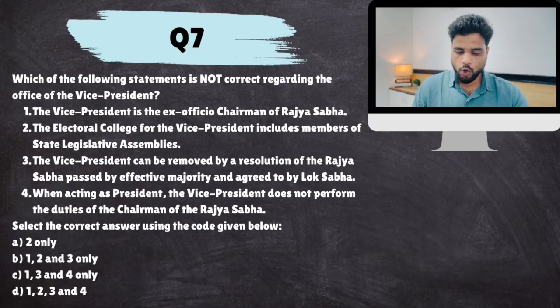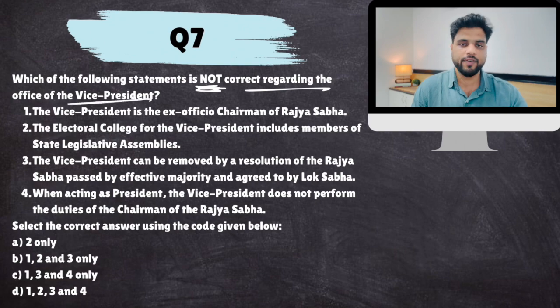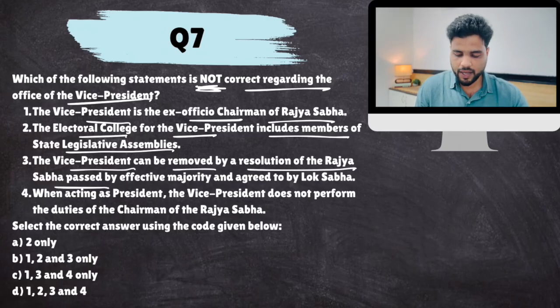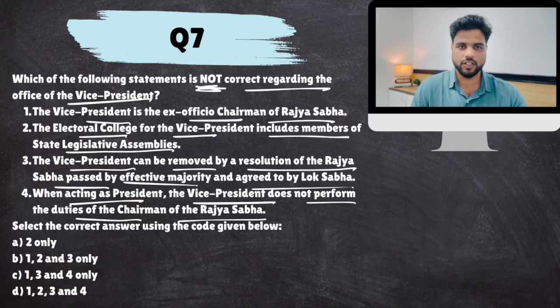Next. Which of the following statements is not correct? Remember, not. Regarding the office of vice president. The vice president is the ex officio chairman of Rajya Sabha. Electoral college for the vice president includes members of state legislative assemblies. Vice president can be removed by a resolution of Rajya Sabha by an effective majority and agreed to by Lok Sabha. When acting as president, the vice president does not perform the duties of chairman of Rajya Sabha.